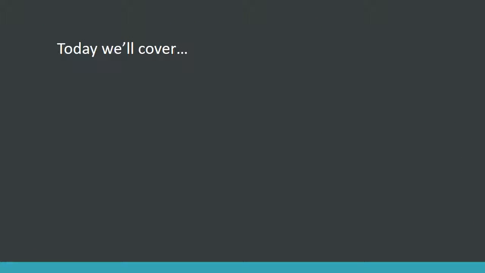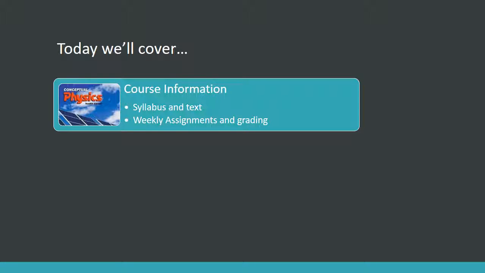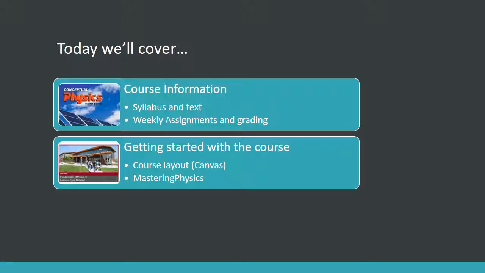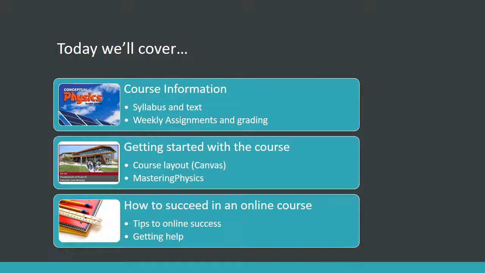In this video, we are going to cover basic course information, including going over your syllabus and text, a brief overview of your weekly assignments and how you'll be graded. We'll cover how to get started with the course. There are two sites that you'll be using, Canvas and Mastering Physics, and we'll go over both of those. And lastly, we'll cover how to succeed in an online course.